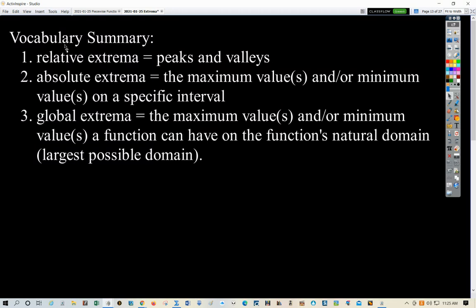So, summary. Relative extrema are peaks and valleys. Absolute extrema are the maximum value or values and/or minimum value or values on a specific interval. Global extrema are the maximum or minimum values possible on the entire natural domain of the function. Okay?